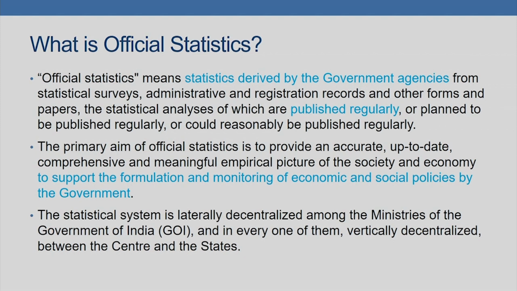Now, the statistical system is laterally decentralized among the ministries of the government of India, and in every one of them vertically decentralized between the center and the states. At the national level, the Ministry of Statistics and Programme Implementation is the nodal organization. We will look at this bifurcation with regard to the different tiers of the statistical agencies that are bringing out this information in some time.